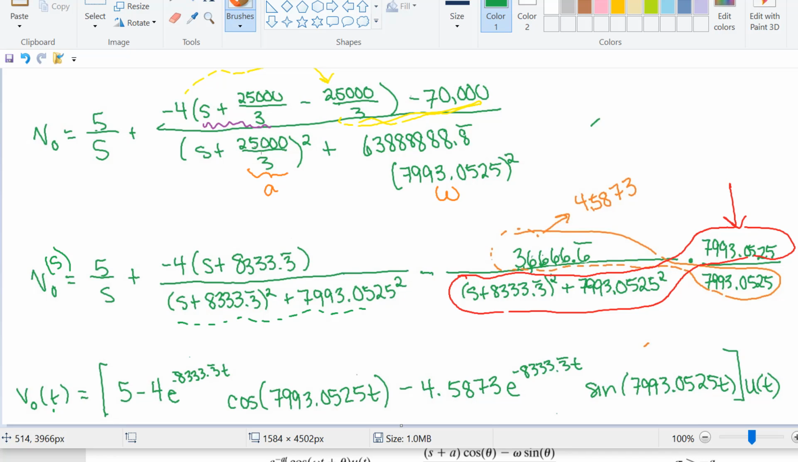And then the second fraction I manipulated to be like the sine part of it. And I just put that constant, the 4.5873, out in front. And then there's the e to the negative at times sine of omega t. So this problem put a lot of stuff together. The partial fractions, completing the square, the shift in the s domain. So that had a lot of it. So I think that's it.